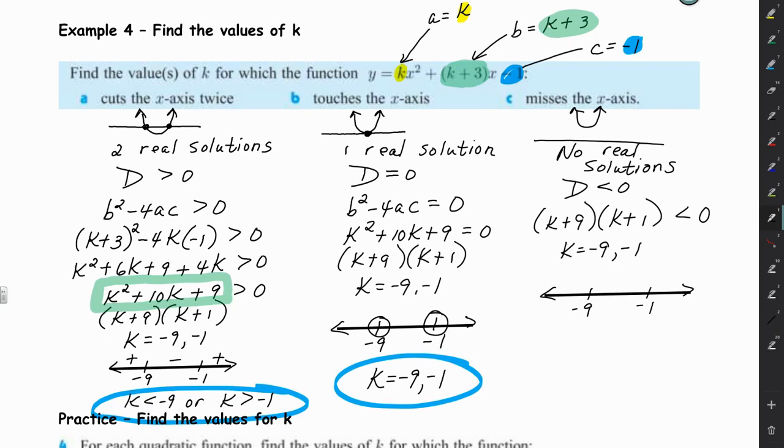Right, we have positive, negative, positive. We should have noted that here earlier. All right, in this case, we know it has to be less than 0. So for this guy, we were positive. For this guy, we were equal. And for this guy, we're looking at negative. So for the solution where we miss the x-axis totally, k is either greater than -9 or less than -1.